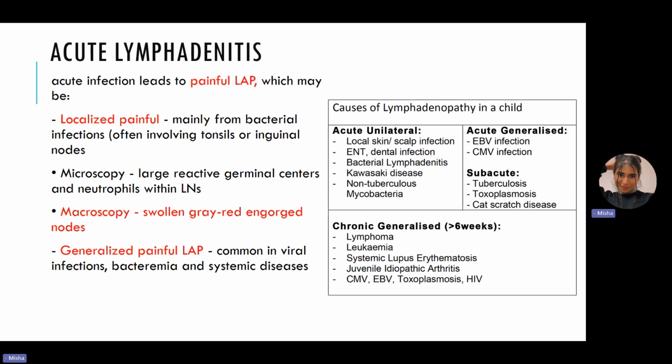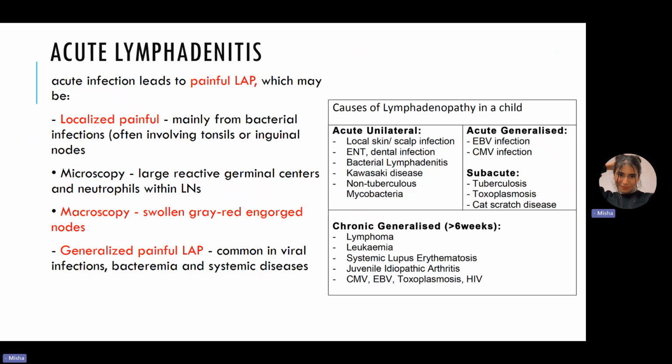Now we can talk about generalized painful lymphadenopathy. In this case, this is normally due to viral infections, right? Bacteremia, and systemic diseases such as systemic lupus erythematosus. On the table next to this, you can also see some of the causes of lymphadenopathy, but you don't need to know all of them. Just know some examples, and that would be good enough.